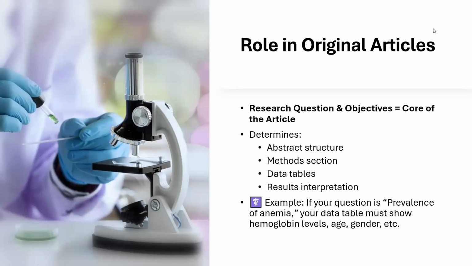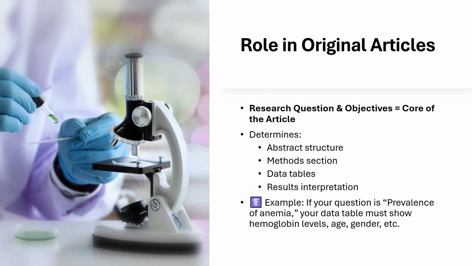Basically, research questions and objectives are the core of the article, and this research question and objective will determine the structure of the abstract and the structure of the methodology section, the research design which will be used for that particular study, and the data tables, that is, how you will analyze and represent your data. It solely depends upon the research questions or the objectives. And then the result interpretation, that is, how you will interpret your results based on the research questions you have mentioned for that particular study.